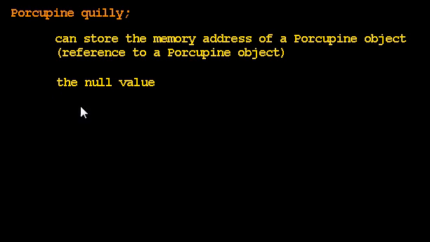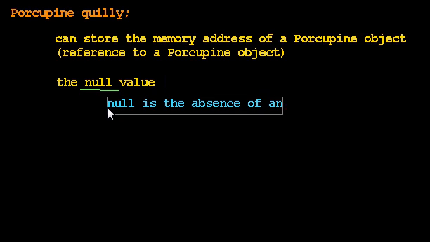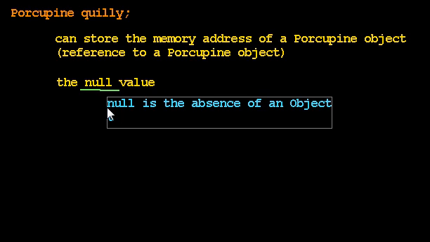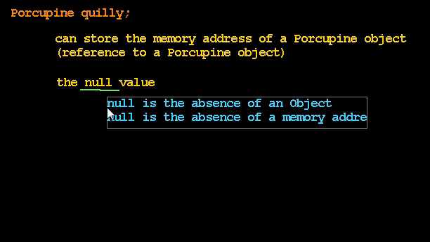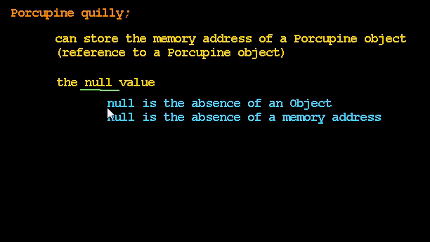So null is a keyword in Java. And the meaning of null is that it's sort of the absence of a memory address. Null is the absence of an object. Null is the absence of a memory address, however we want to think about it. So, in other words, in this variable I can store a memory address, which is the location of a porcupine object, or I can store null, which means I don't have a porcupine object, right?